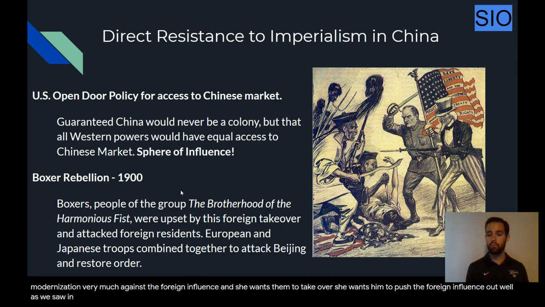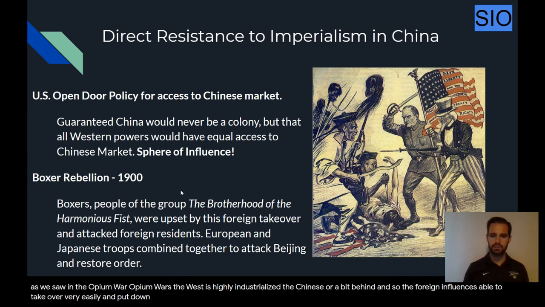Well, as we saw in the Opium Wars, the West is highly industrialized. The Chinese are a bit behind. And so the foreign influence is able to take over very easily and put down the Boxer Rebellion. However, the Boxer Rebellion does show us how resistant many of the people were to these foreign influences.